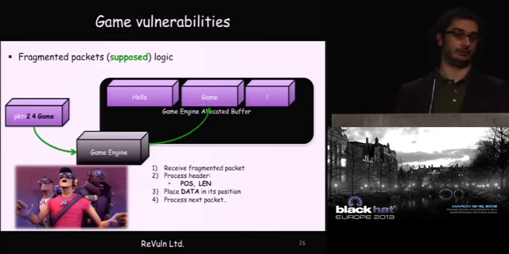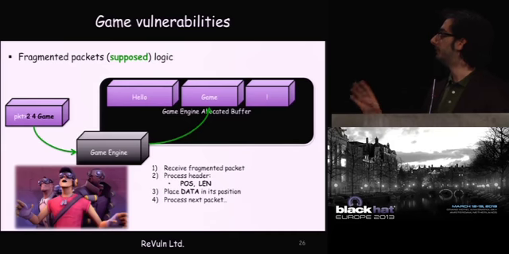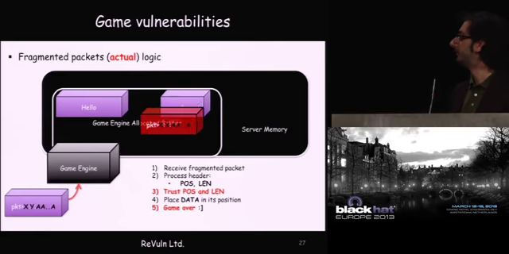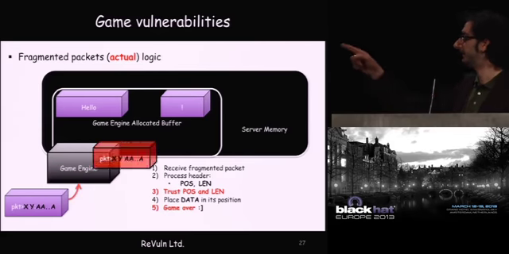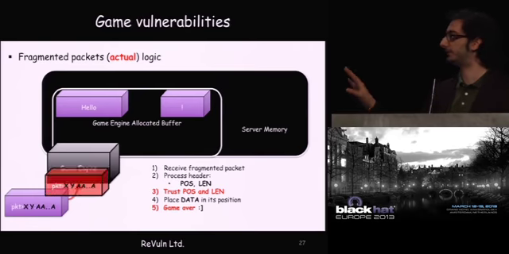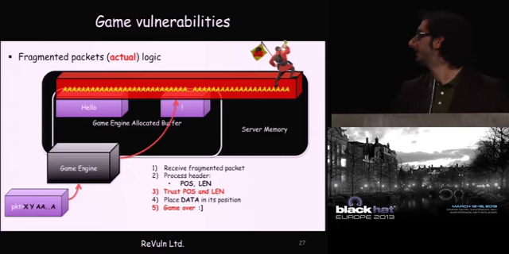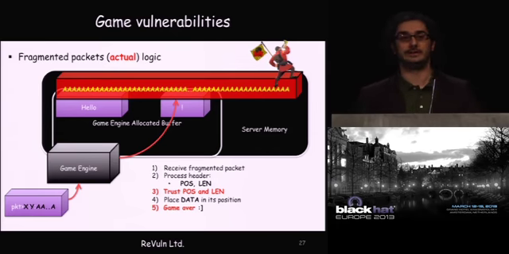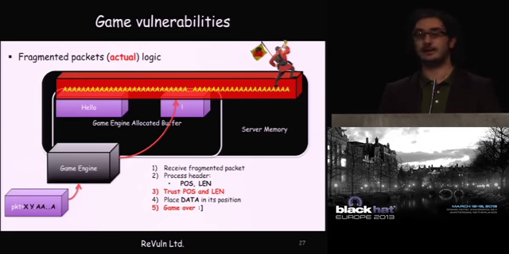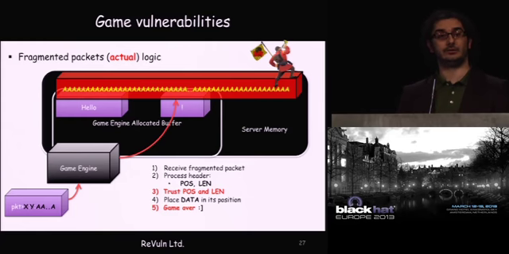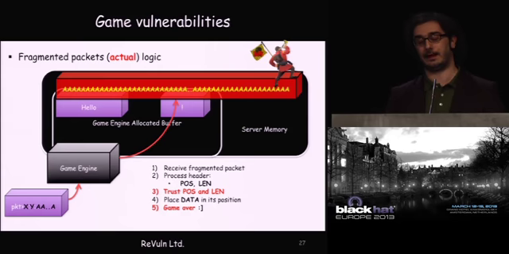So this is how it's supposed to work. If you ever check this kind of functionality in some game, this is how it actually works. Instead of placing the packet inside the allocated buffer, it will place it in some location in the memory, in the server memory. This problem is related to the fact that the game engine trusts the position and the size provided inside the packet. So we can override arbitrary memory allocation with arbitrary data.